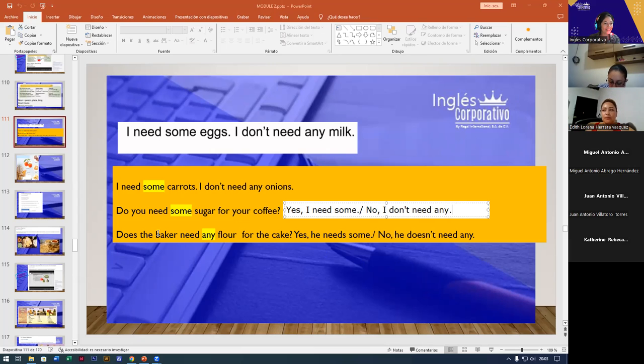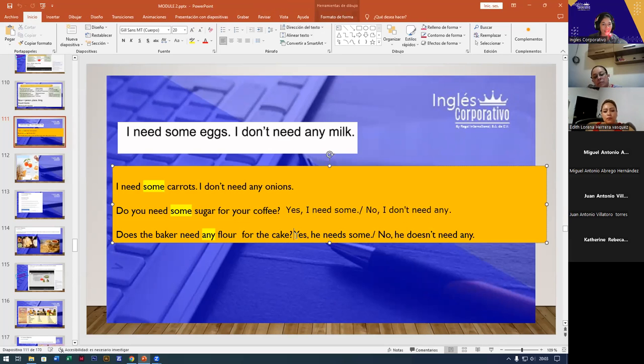We have another question here. And it says, does the baker need any flour for the cake? We have an example, right? Does the baker need any flour for the cake? And we have here the answer, yes, he needs some. If it's affirmative, right? If it's negative, no, he doesn't need any.